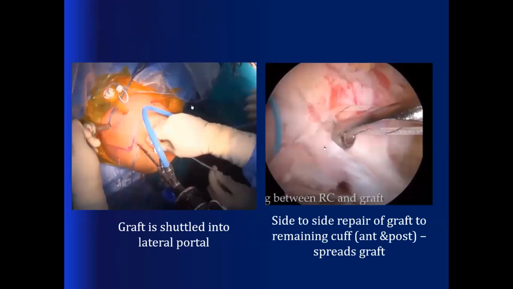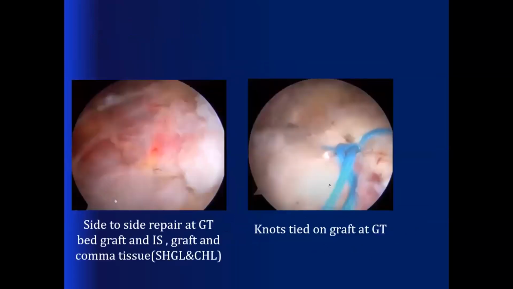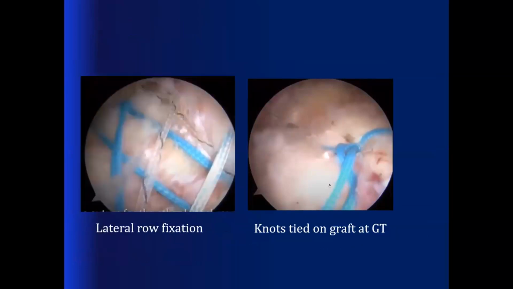So now the graft is shuttled to the lateral portal, and side-to-side repair of the graft to the remaining cuff is made, which spreads the graft in both anterior and posterior directions. In the distal area, we have to make a side-to-side repair at the GT bed, between the graft and the infraspinatus, and also the graft with the comma tissue. Stretch the tissue, and it is not to be tied over the graft at the GT, followed by lateral fixation, and followed by the graft tying to the greater tuberosity.